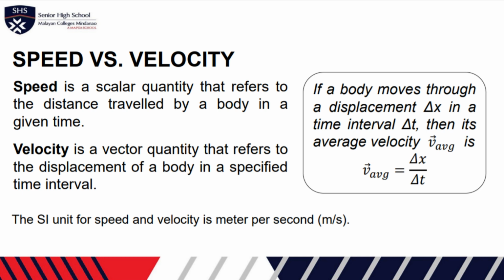Now, if a body moves through a displacement or delta x in a time interval or delta t, then its average velocity can be expressed through this formula. Average velocity is equal to the change in displacement, or displacement over change in time. Again, that's average velocity is equal to displacement over change in time.